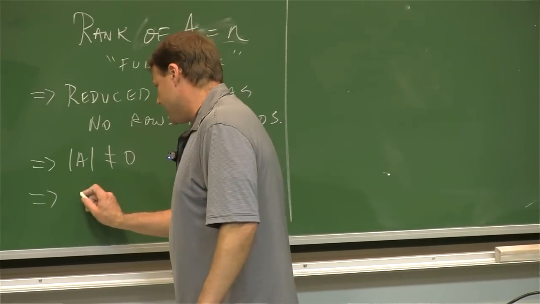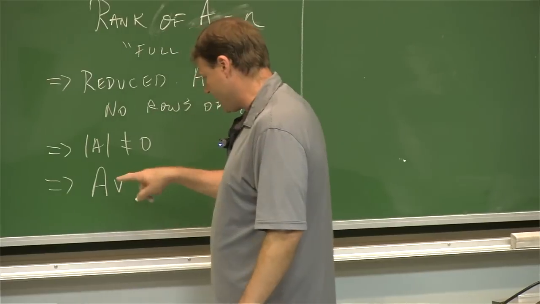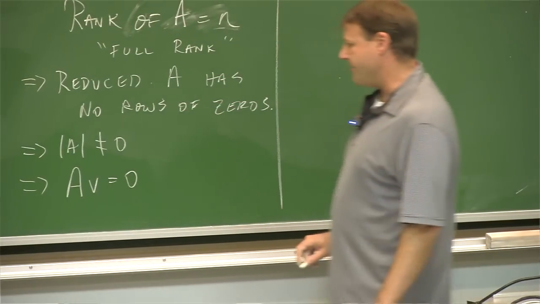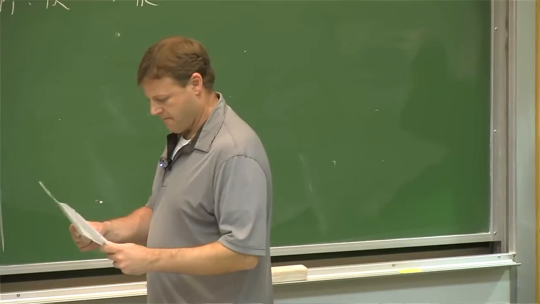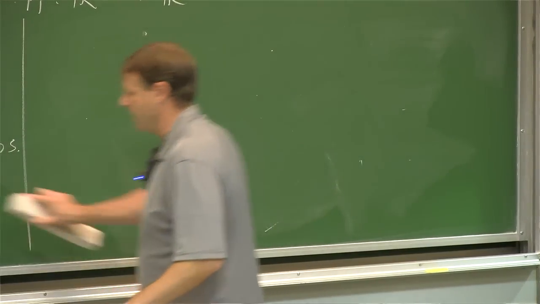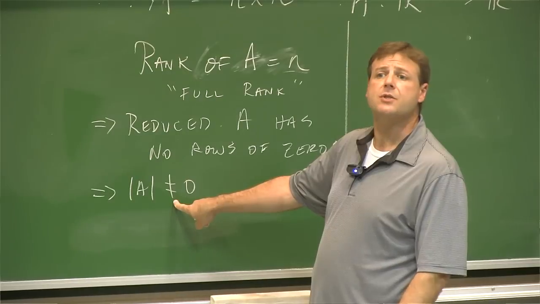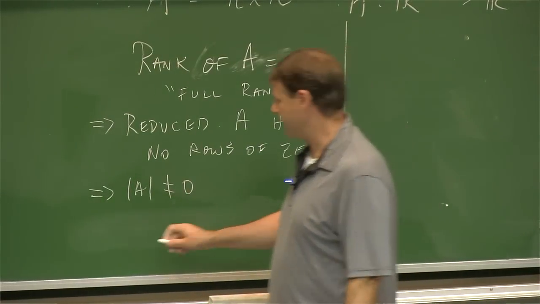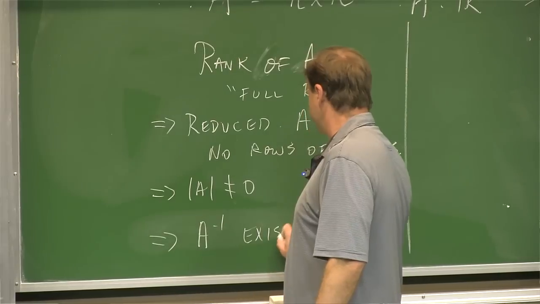And then that means this. If I take a vector, if I try to solve this equation, Av equals 0. Well, let me put one more thing on here before I put that one. So if the determinant's not 0, what does the determinant tell you? It tells you whether there's an inverse or not, right? So that means the A inverse exists.